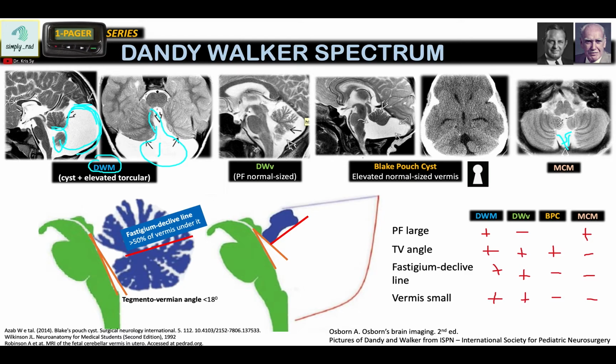When you have elements of the Dandy Walker, when you have an element of Vermian hypoplasia, but your posterior fossa is normal in size, it's called the Dandy Walker variant, or more properly termed the Vermian hypoplasia.